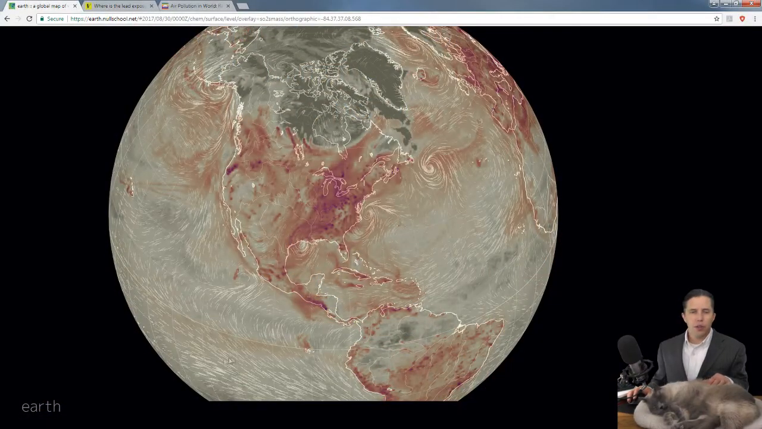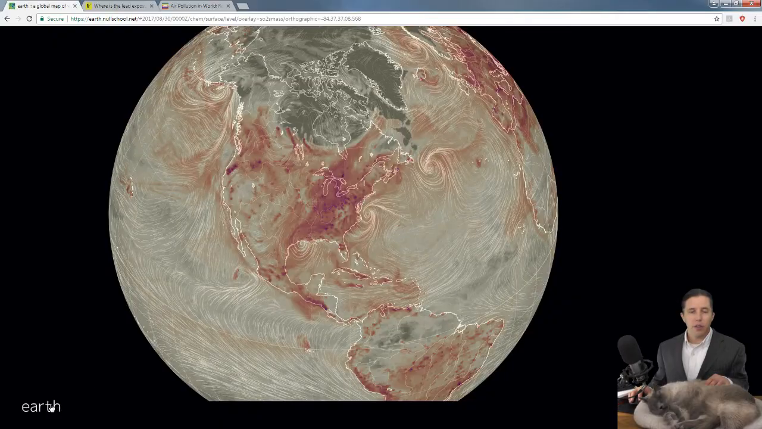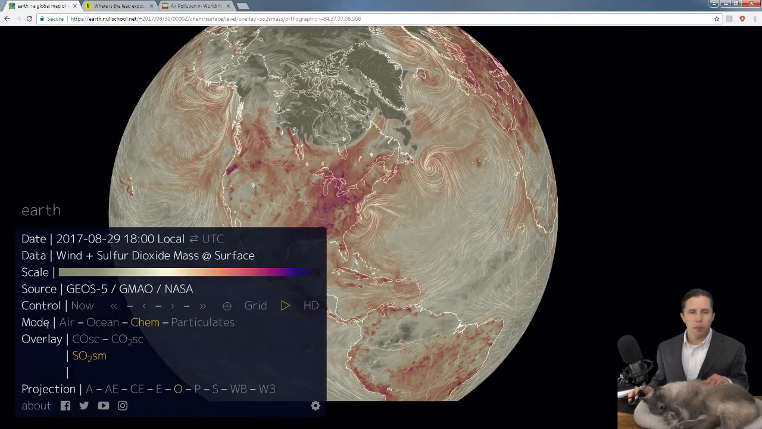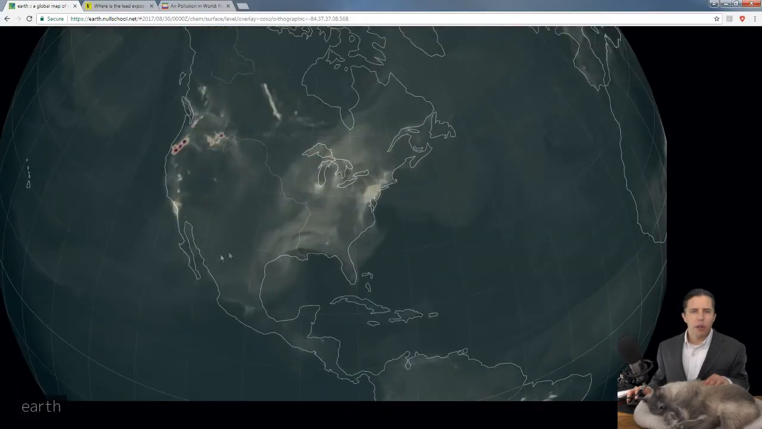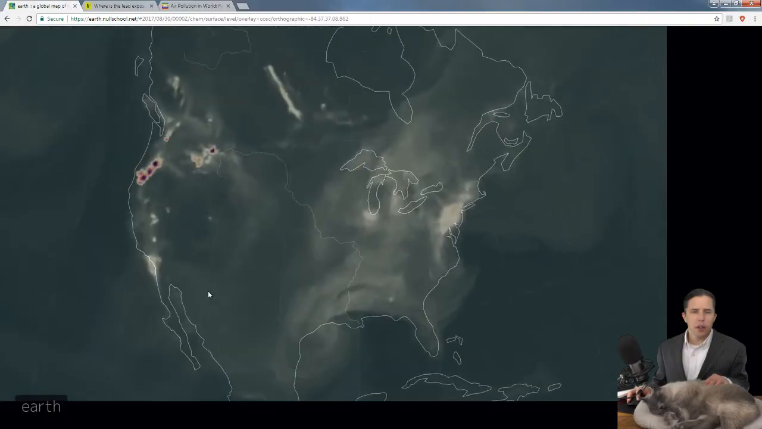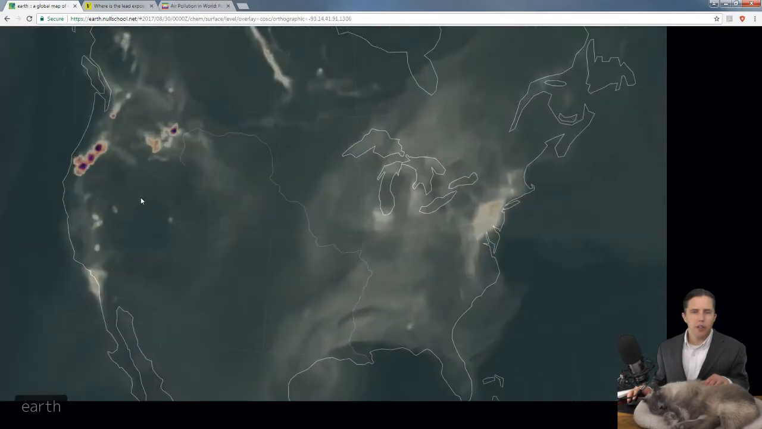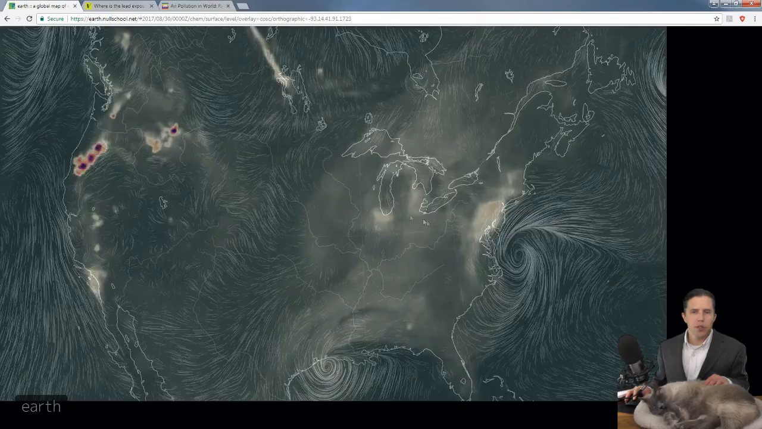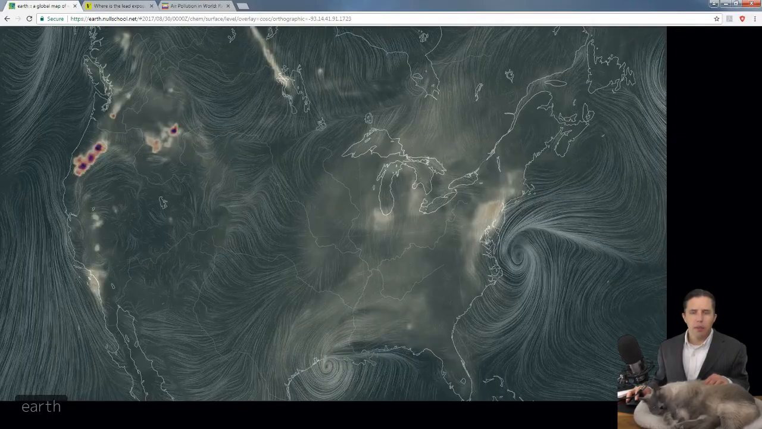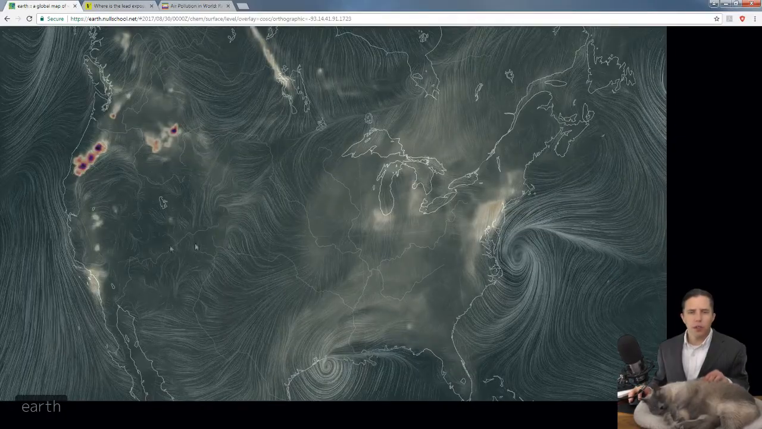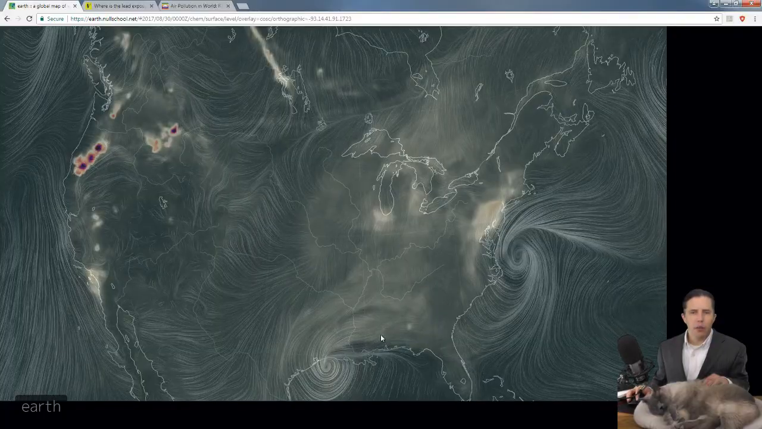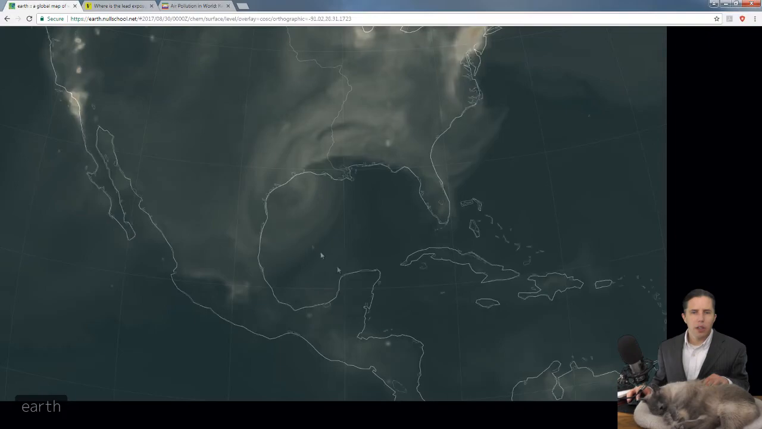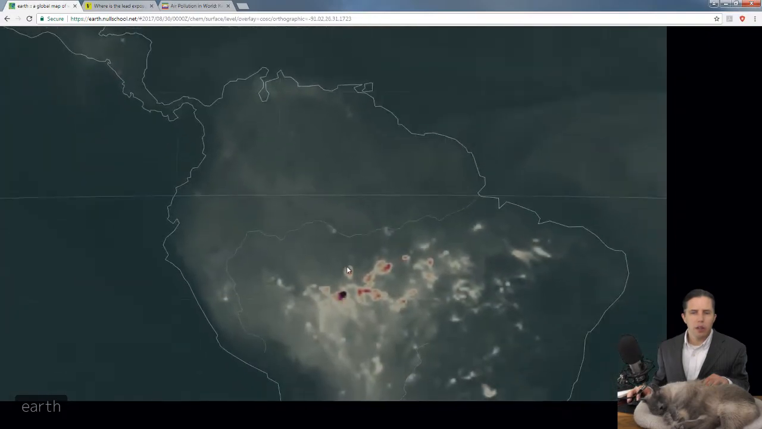So we're going to go to earth.newellschool.net and look at some carbon monoxide. So mode is still chem. Overlay I'm changing to CO. And now the bright spots are plumes of carbon monoxide. And it looks like here we maybe got some fires. That's probably just automobile exhaust from New York City, automobile exhaust from LA, Chicago. Let's look down here. Okay.